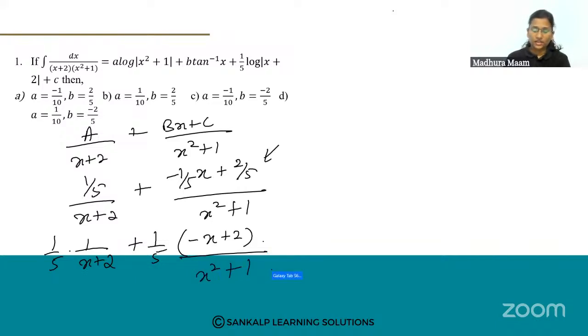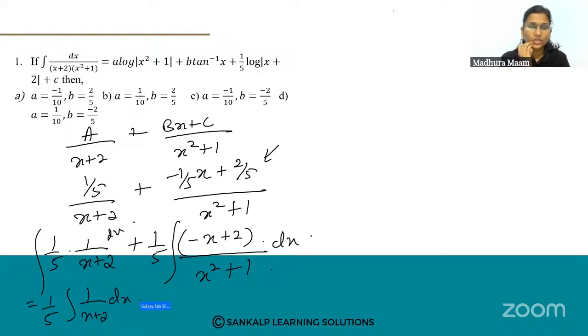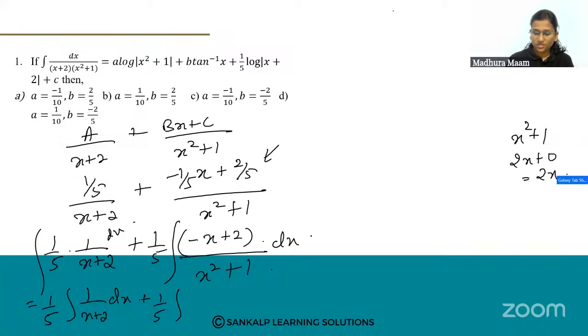Fine. So now if I take integration on both sides, can anybody tell me how I should integrate this? This is very easy. Here, the differentiation of denominator is present in numerator, so straight away it becomes log. But how will you do it here? Can anybody tell me? The differentiation of denominator is not present in numerator. The differentiation of x square plus 1 is 2x plus 0. Do we have this in the numerator? No. We have minus x plus 2. Okay, can anybody tell me what to do?